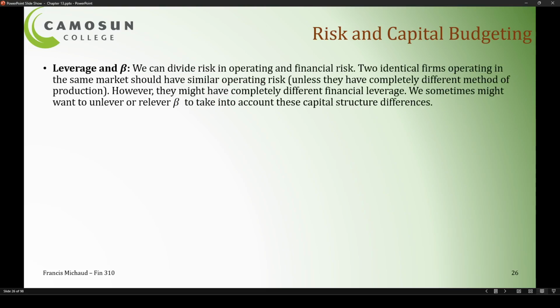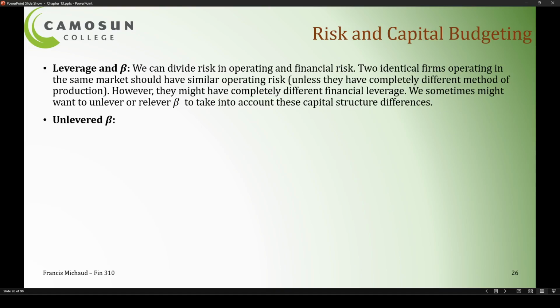And the reason is that we can divide risk into both operating risk and financial risk. Two firms in the same market should have similar operating risk, but they may not have similar financial leverage and thus financial risk, right? One company might choose for a different reason to have a lot more financial leverage in its capital structure. For this reason, we sometimes want to unlever or relever the beta of different companies to take into account the capital structure differences.